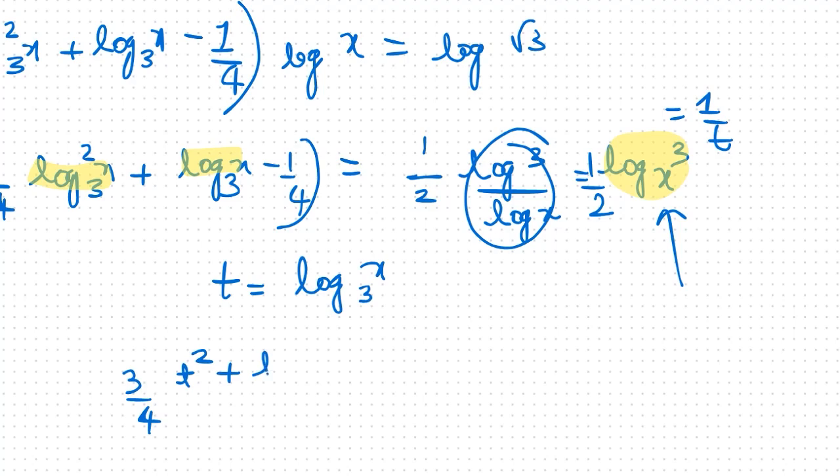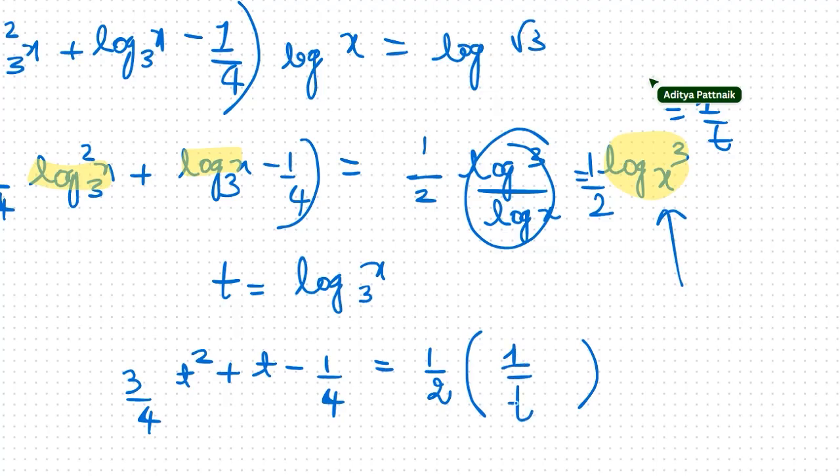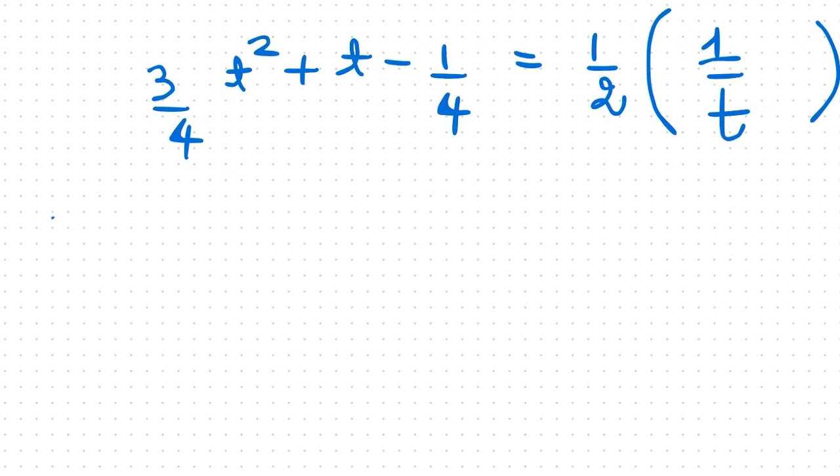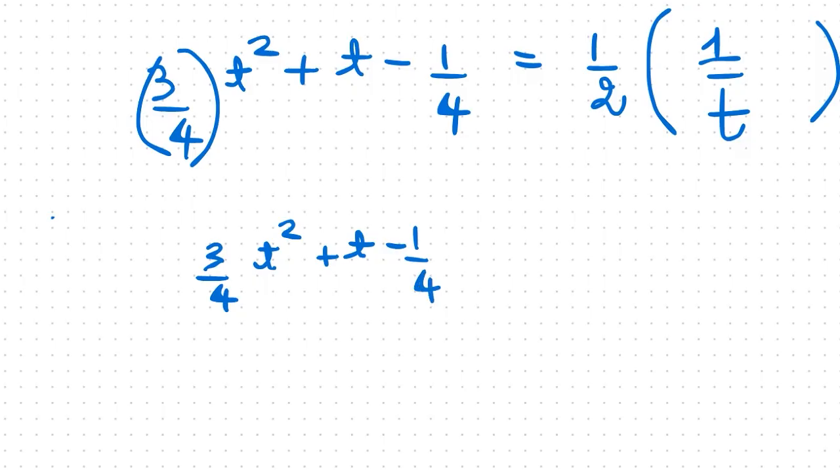So 3 by 4 into t square plus t minus 1/4 equals 1 by 2 into 1 over t. So what's next? These are being multiplied, like on the left side, it's all being multiplied together, right? These are added, subtracted, but the 3/4 and t square are multiplied together. Coefficients, yeah. So you can simplify, so it'd be 3/4 t squared plus t minus 1/4 equals 1 over 2t.